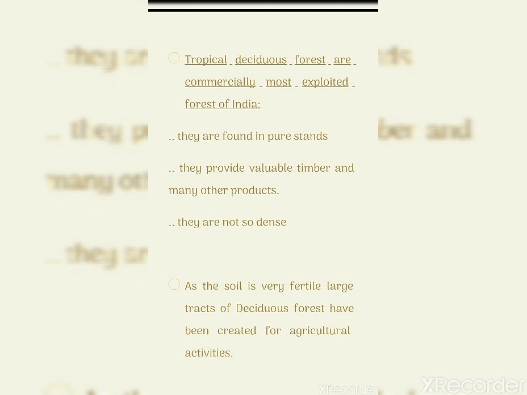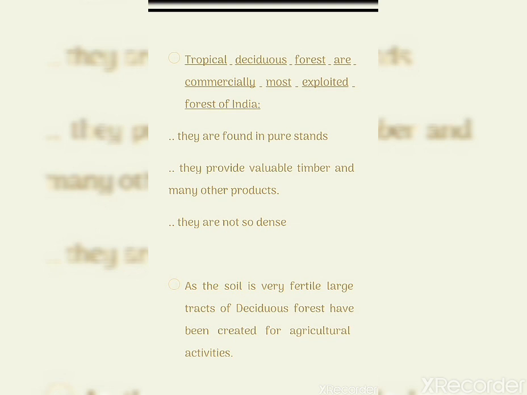Tropical deciduous forests provide valuable timber and many other products. Trees like sal, teak, arjun, shisham, mahua, etc. provide hardwood which can be used for furniture. Sandalwood, which is popularly found in Karnataka state, provides sandalwood oil. It has a high demand in India and abroad. It is also used for manufacturing many handicraft items.